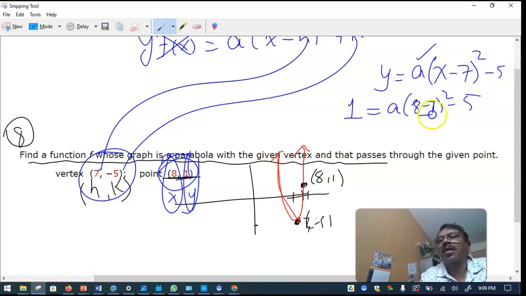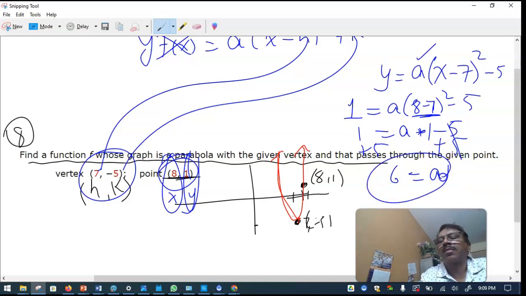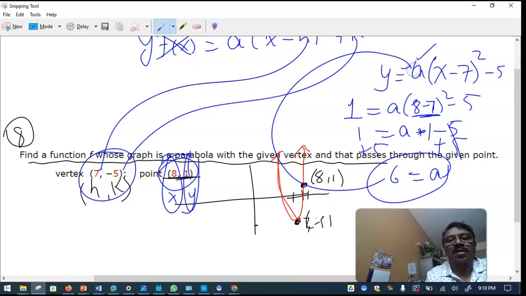So y is 1, so this becomes 8 minus 7, the whole square, minus 5. Sorry, 8 minus 7 is 1. So 1 is a times 1 minus 5. So you add plus 5 to both sides. So you get 6. So your a is 6. And then whatever answer you get, plug this in here, and that gives your final answer.